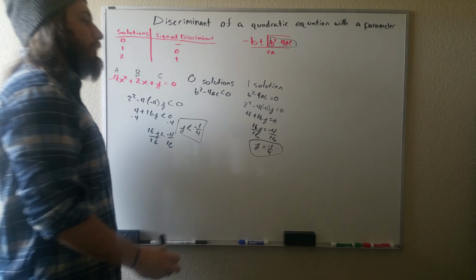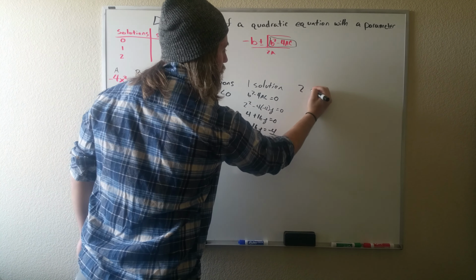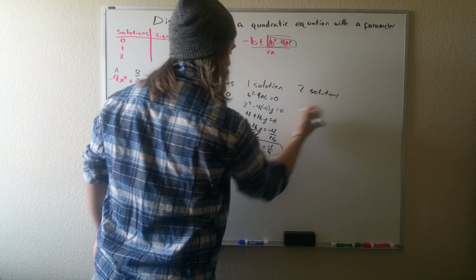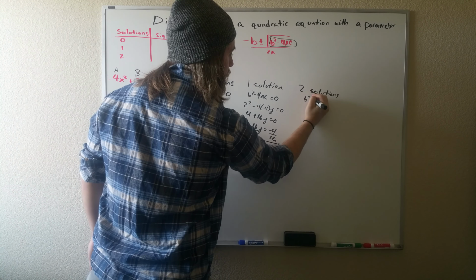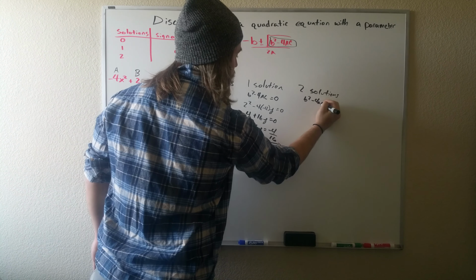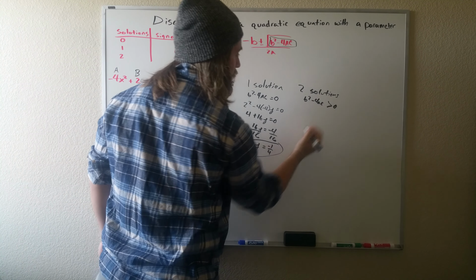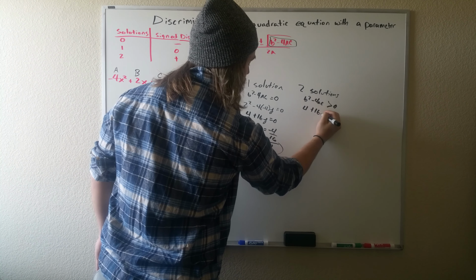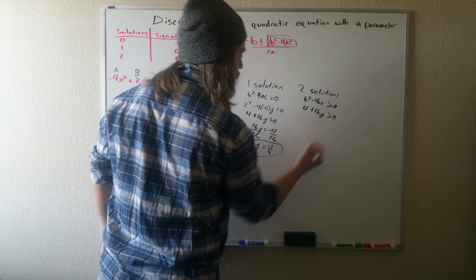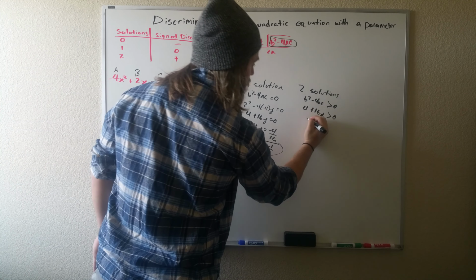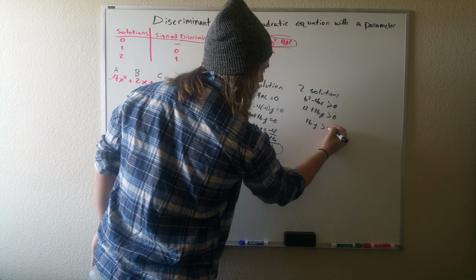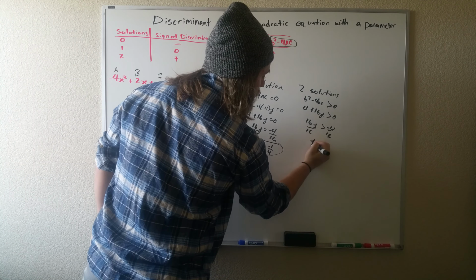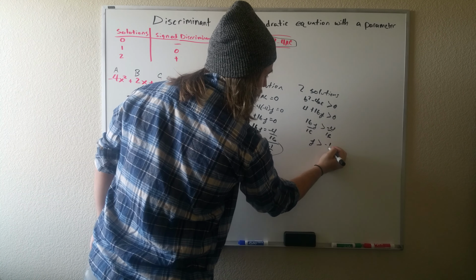And then finally, for two solutions, all we'll do is set the discriminant greater than 0. So we'll plug in our numbers. So we get 4 plus 16j again. It's greater than 0. Then we subtract over. We get 16j greater than negative 4, and then divide by 16. So j is greater than negative 1/4.